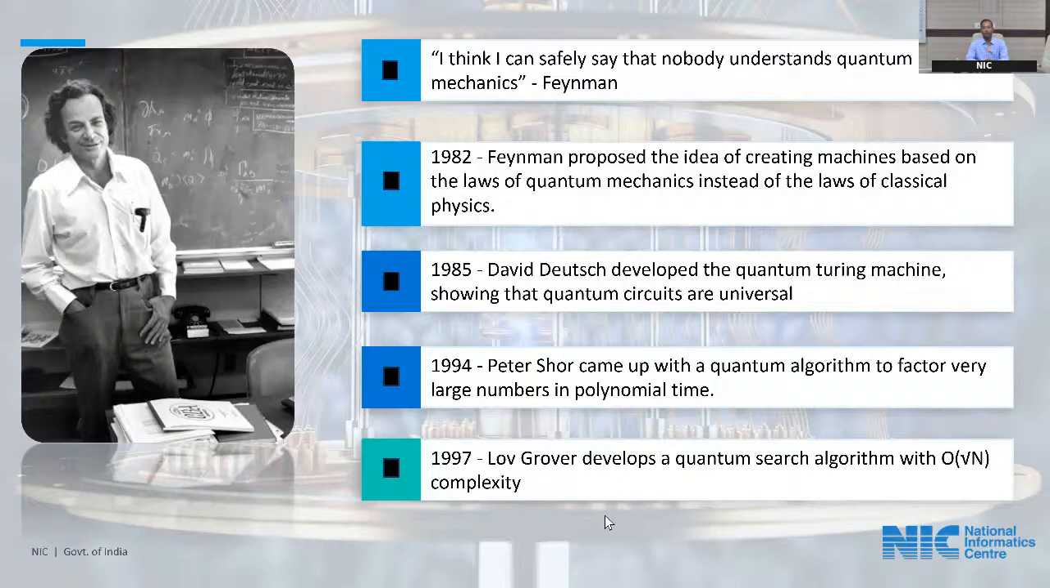After 3 years, David Deutsch, building on the classical Turing machine, devised the quantum Turing machine, and he also gave the quantum circuits, which are universal for quantum computing. In 1994, Peter Shor came up with a quantum algorithm to factor very large numbers, and that too in polynomial time. And Lov Grover devised an algorithm which is really useful for our searching algorithms.